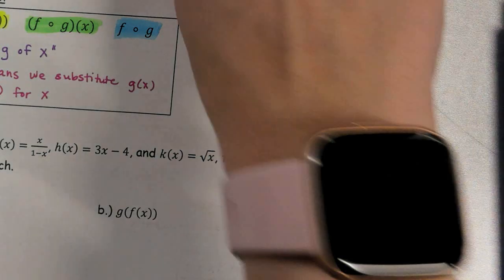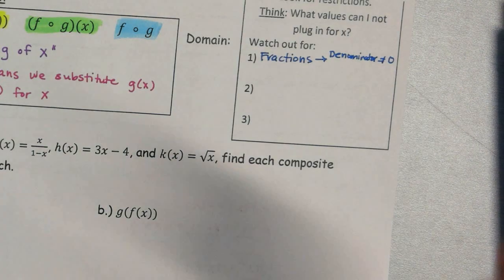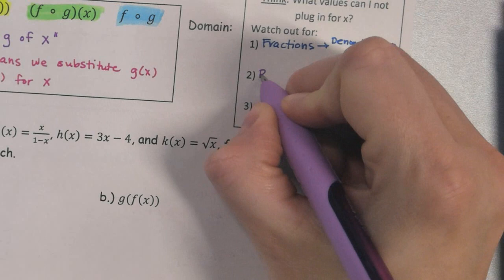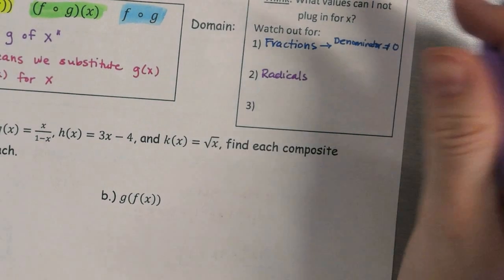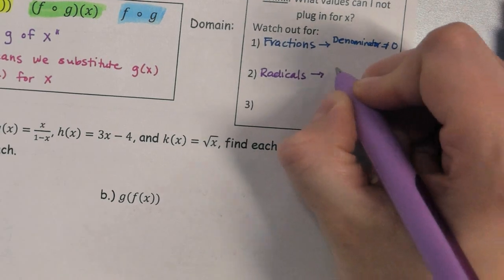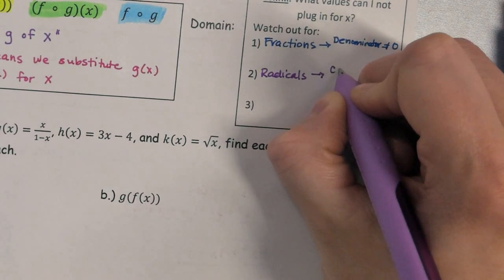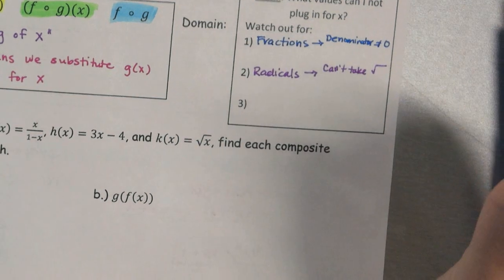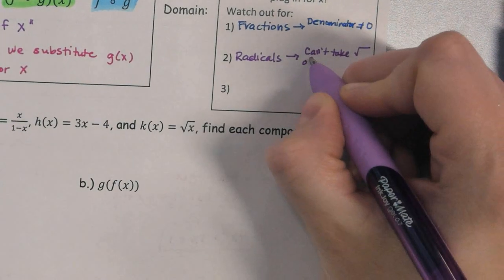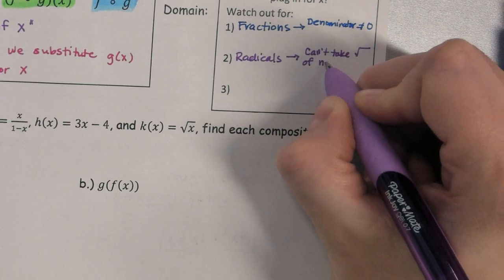Yes. Okay. So I'm gonna call them radicals. So radicals, that includes the square root. Okay, you can't take the square root of negatives.